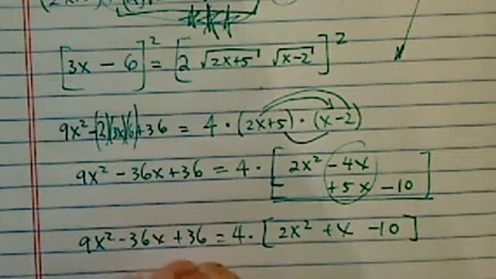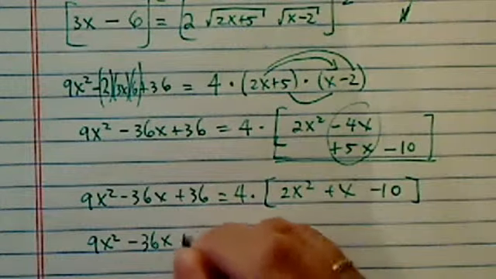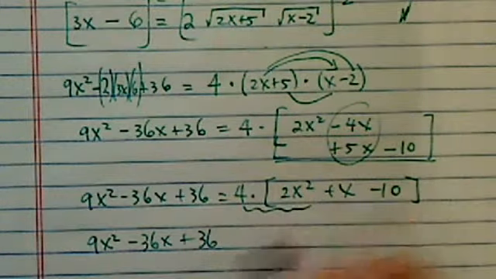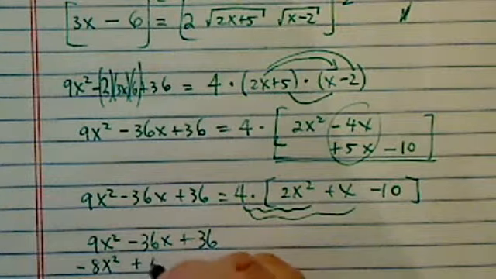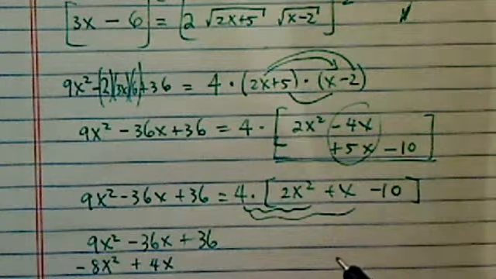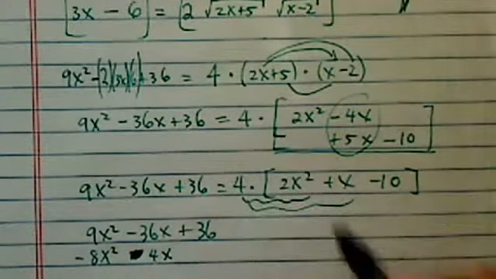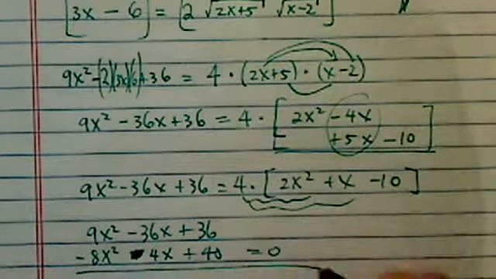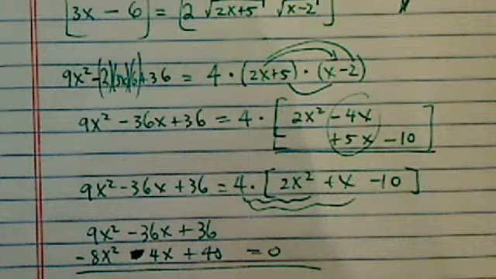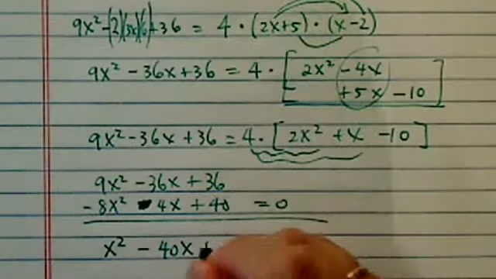Okay, so I have 9x squared minus 36x plus 36. This term gives me minus 8x squared. Next term gives me a minus 4x. Almost made a mistake here. Next one I have a plus 40 here. Okay, the whole thing equal to 0. Let's add it up. So I have x squared minus 40x plus 76 equal to 0.